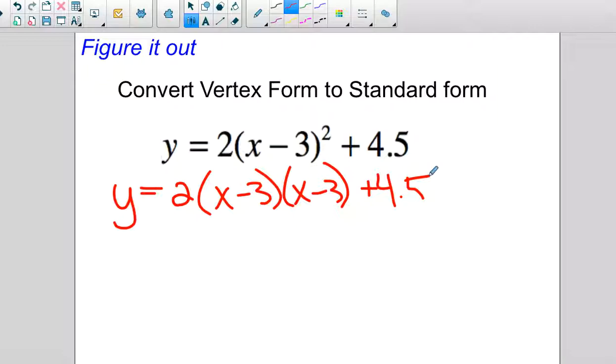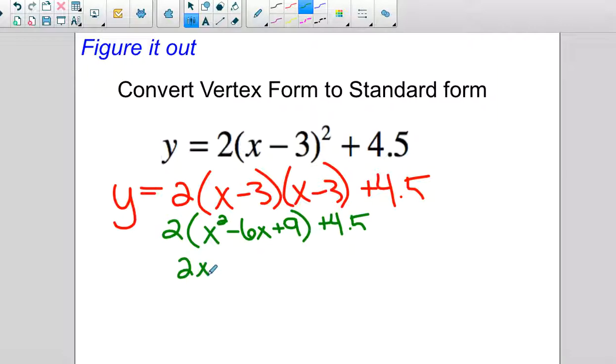But at this point, you can just FOIL and go. So it's going to be 2 times x minus 3 times x minus 3, which is x squared minus 6x plus 9, and then plus 4.5. But again, here we still have these parentheses. So before you add 4.5, you have to distribute the 2, and then you can add the 4.5.